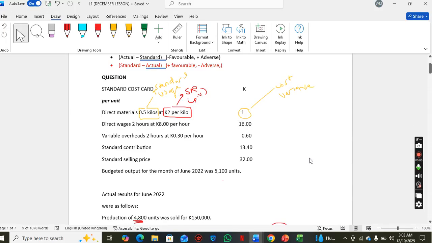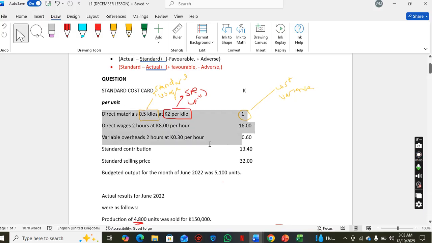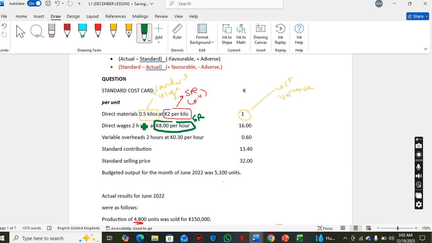Variances. Okay, so we've been given our standard cost card here, which shows information about the costs we incur for producing each unit. For our labor variances, this is the information we need. This is for the labor. This is our standard labor rate, so we're going to use it for our labor rate variance. This is the number of hours it takes to produce one unit, so we're going to use it for our labor efficiency variance. Then for our total labor cost variance, we're going to use this 16 kwacha. That's the information we need to focus on.